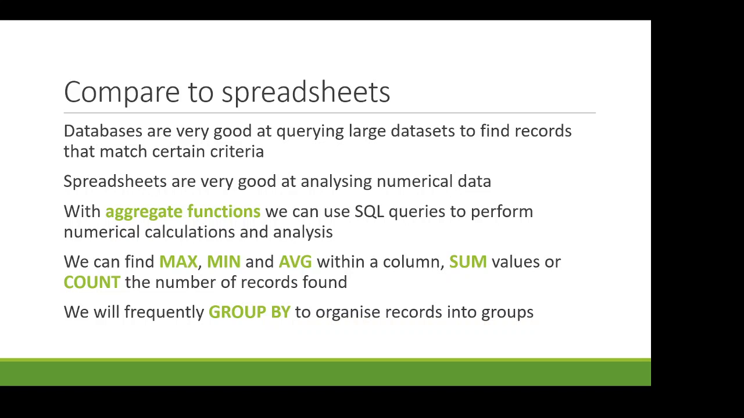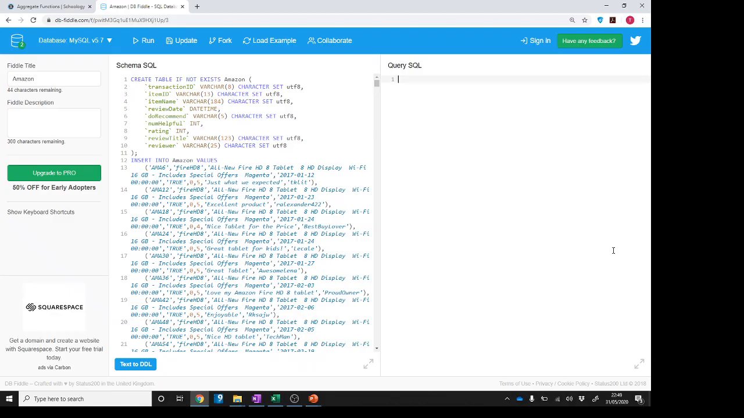Max, min, average, sum and count are the 5 functions we need to know. And very, very often we will also use group by as part of our aggregate functions. The data that I showed you in the Amazon database, I've put into DB Fiddle, and you can use this when you're doing the aggregate functions quiz and when you're practicing your aggregate functions. If you look at num helpful and rating, those are numbers, so they would be quite helpful for us to use today.